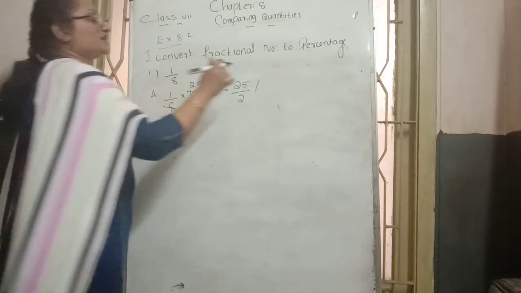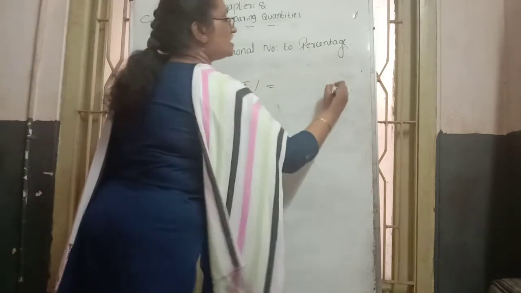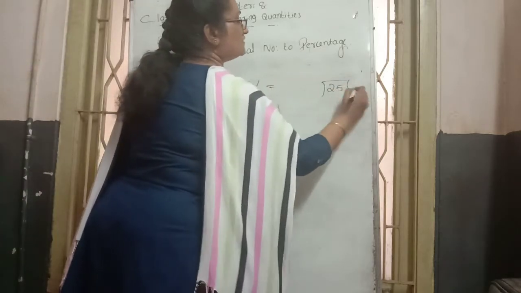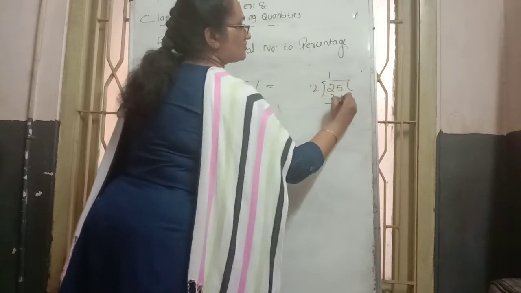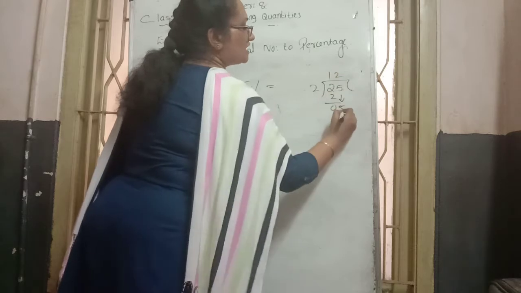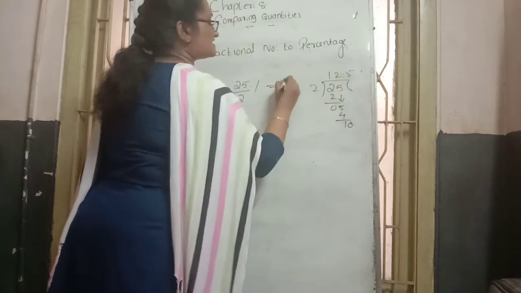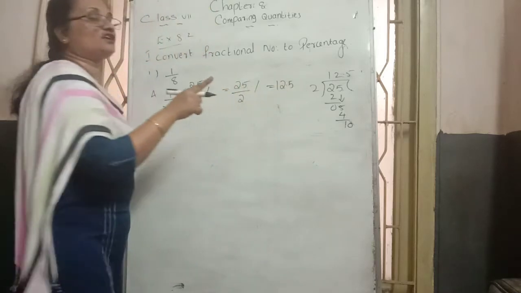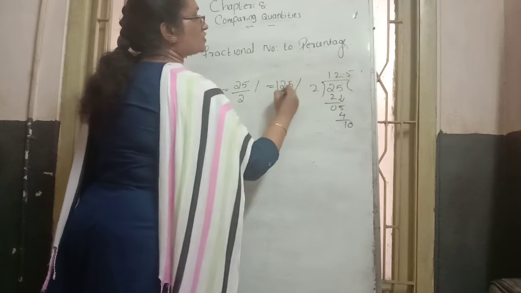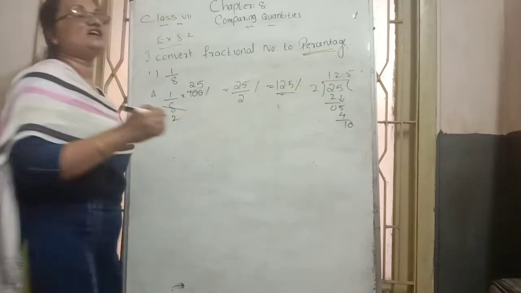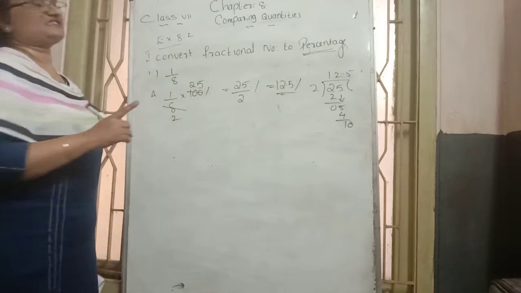In this way write it, or write it in decimal form. How to write it in decimal form? 25 is divided by 2. How many times? 2 ones are 2, subtract, 1 5, 2 sevens are 14, 1, decimal point, 10, 5. So what is the answer? 12.5. Don't forget to keep which symbol? Percent. Why? Because our question asks you to convert a fractional number to a percentage. So remember to keep the percentage symbol.